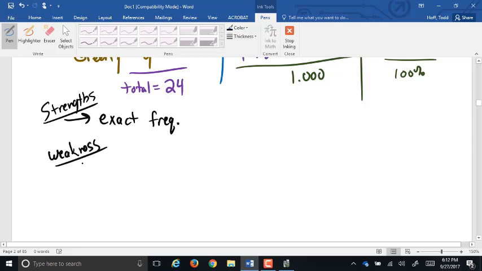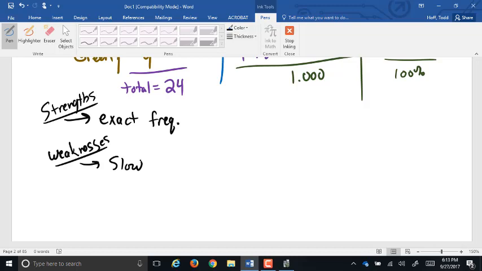The weaknesses, well, here I only had 3 different colors, but what if I had 12 different colors to choose from? It might take a while. Yeah, it's slow. If I ask you which one is the most common, you've got to look through 12 numbers and figure out which one's the largest one. It might be a little slow.